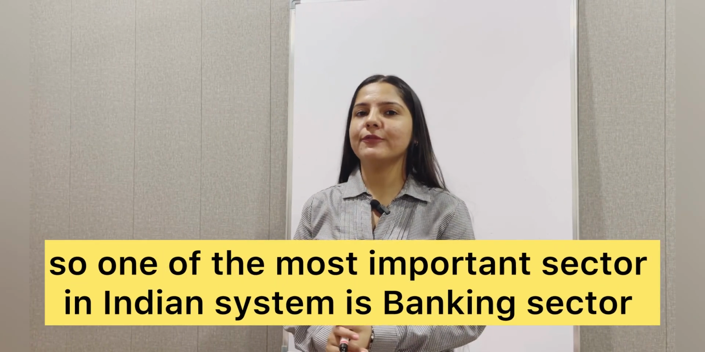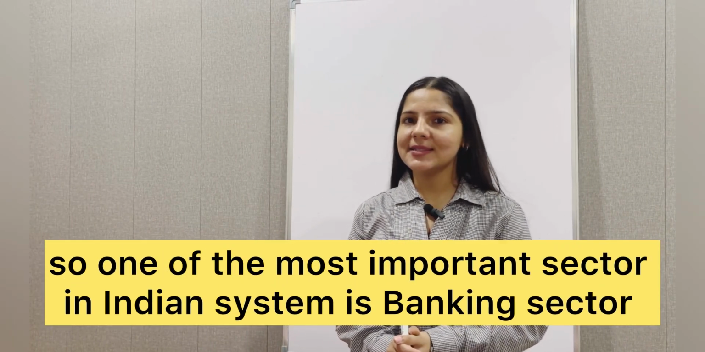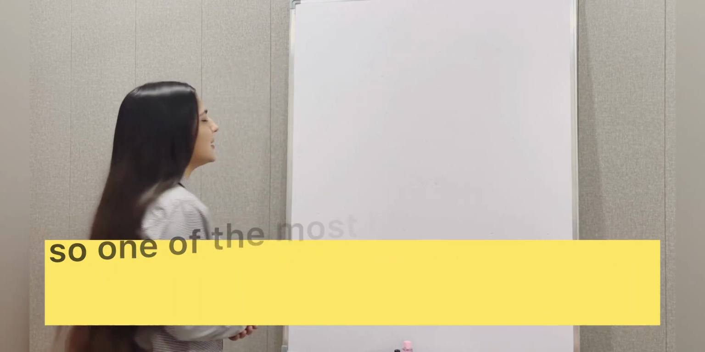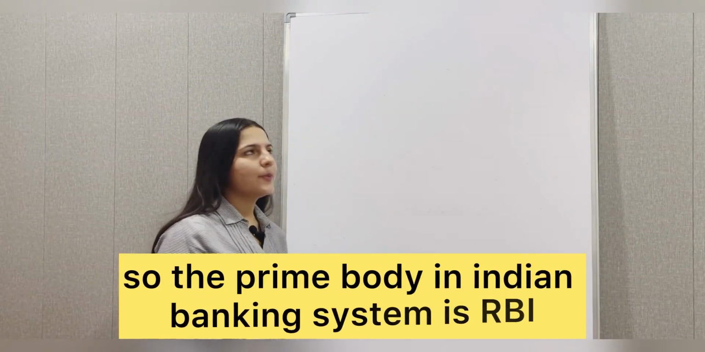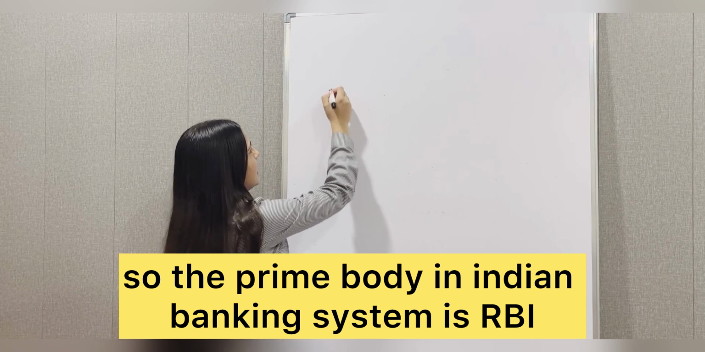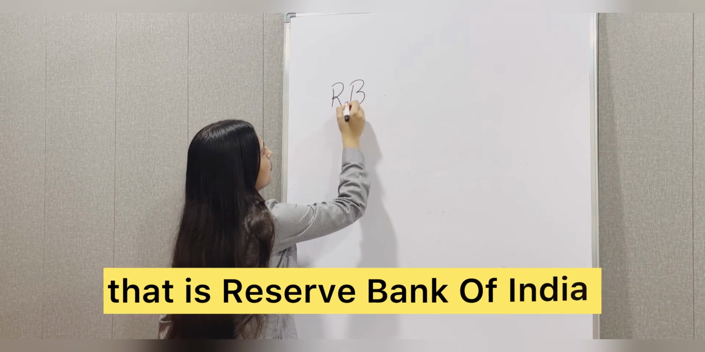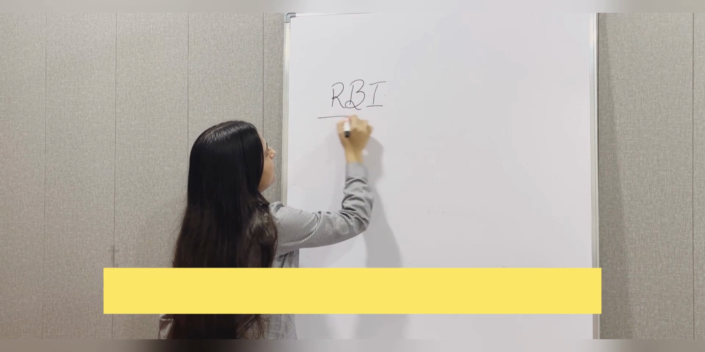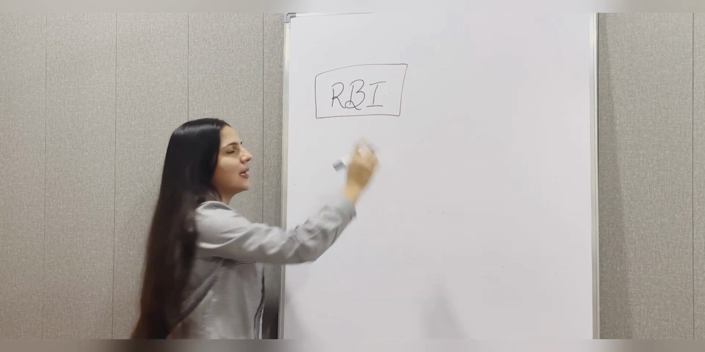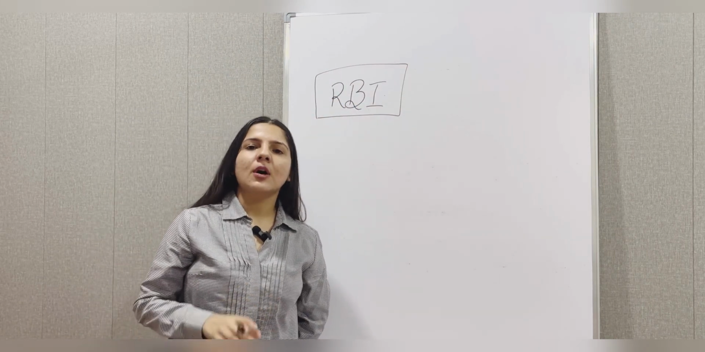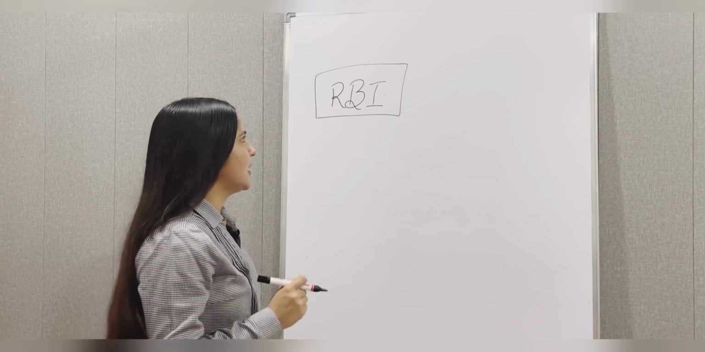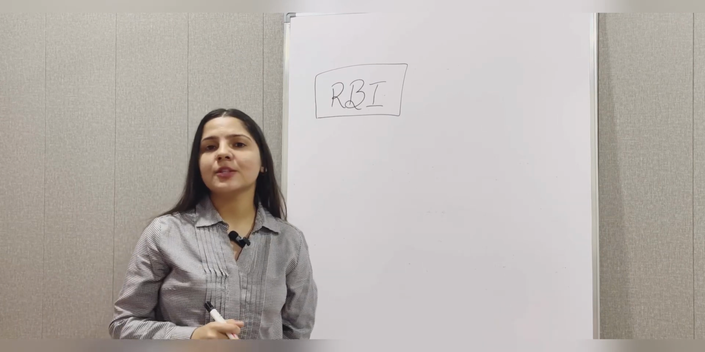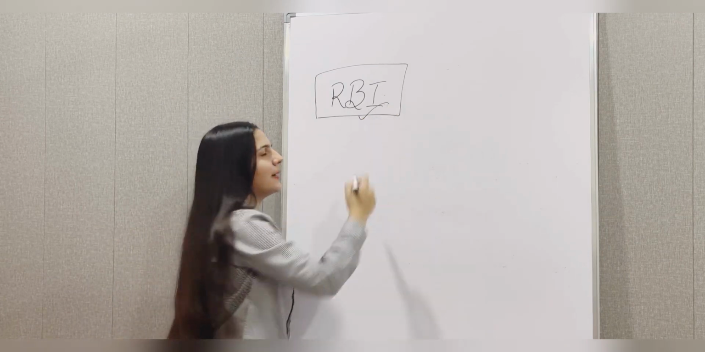So let's begin. One of the most important financial sectors in the Indian system is the banking sector. So let's discuss it first. The prime body in the Indian banking sector is RBI, that is the Reserve Bank of India. This bank is the most important bank in the Indian banking sector, as all the rules and regulations related to monetary terms that banks have to follow are issued by RBI.